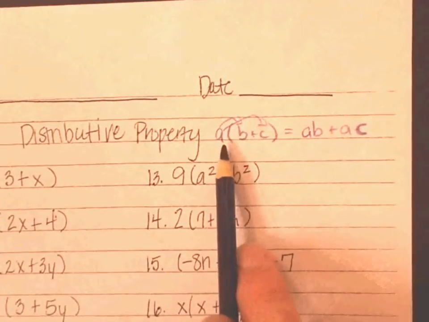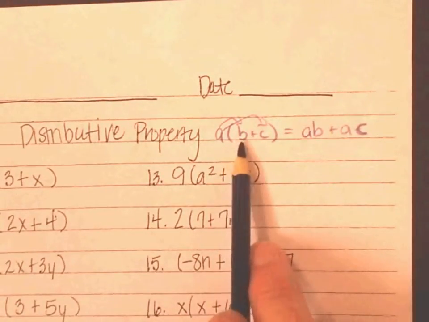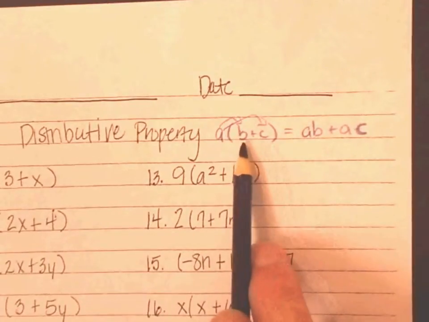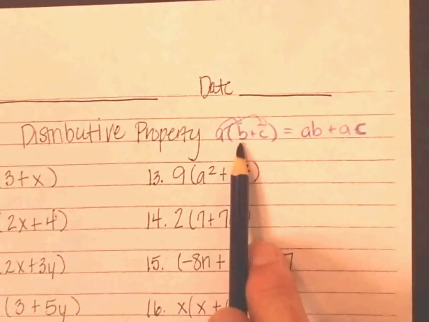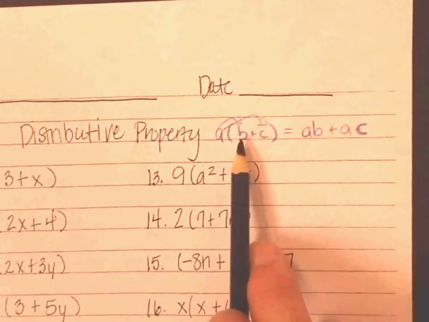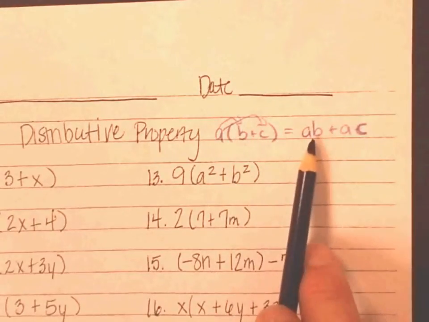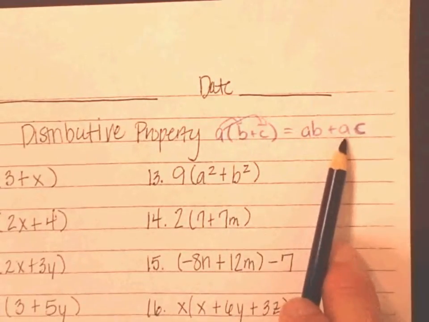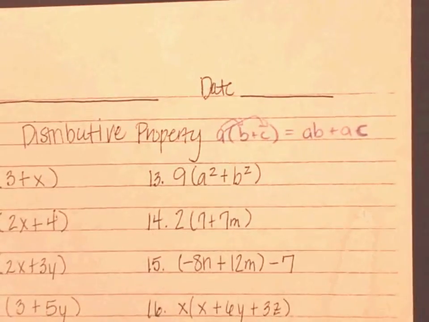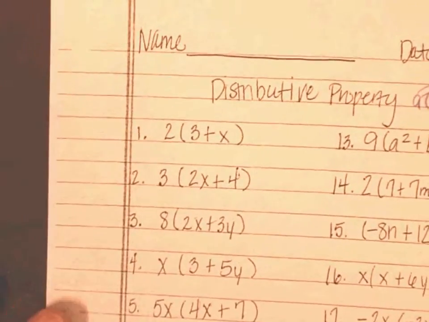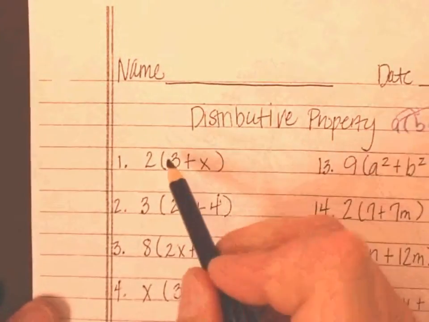I'm distributing what's on the outside of the parentheses to everything that's on the inside. Not just one, but both. If I had three terms here, b plus c plus d, then this would be ab plus ac plus ad. When I start using numbers in it, I can actually do the operation.